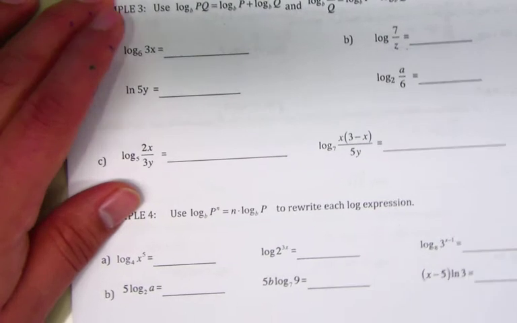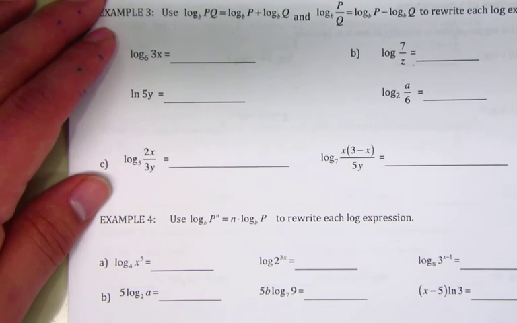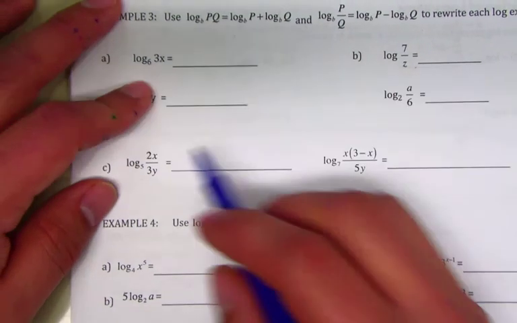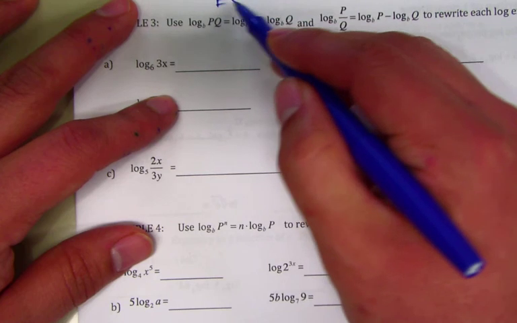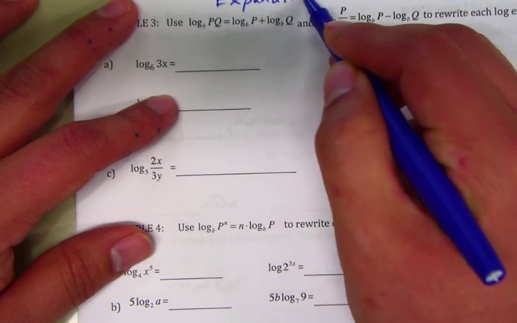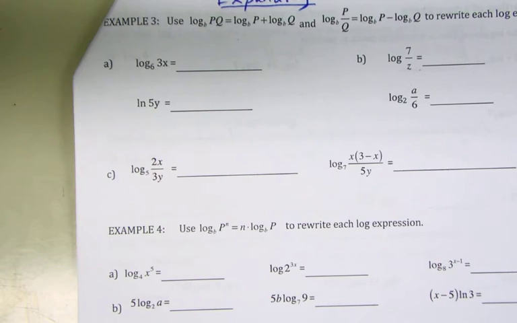Okay. So now we're going in the reverse order. Okay? Here we're using the same properties, but we're doing what we call expanding, which means we're taking one log and we're blowing it up into as many logs as we can.